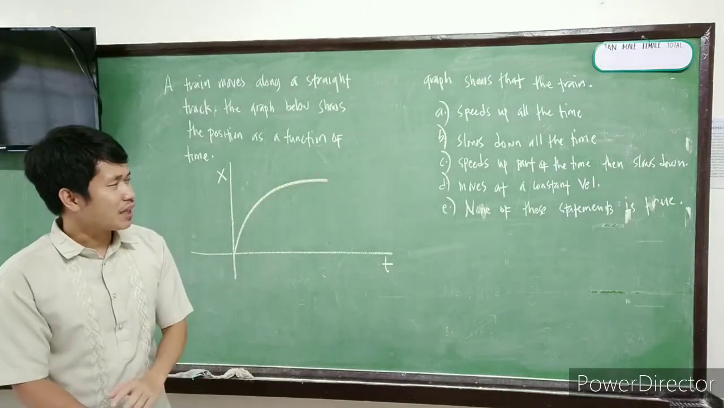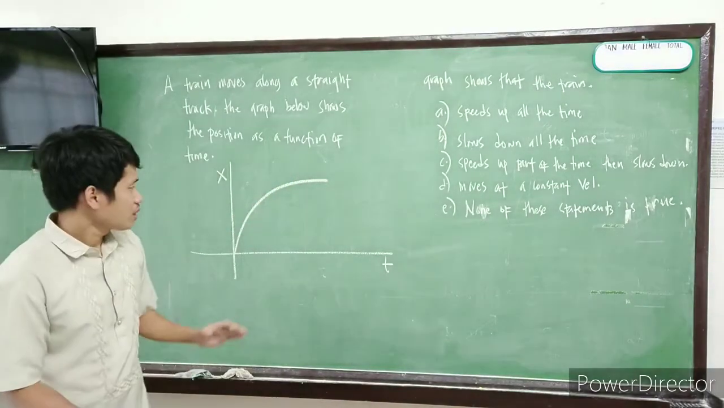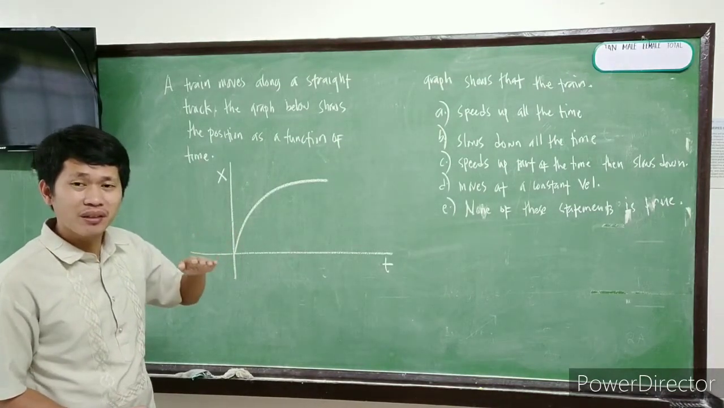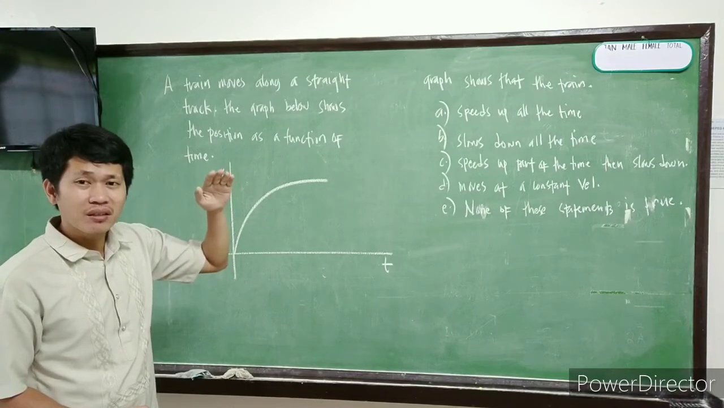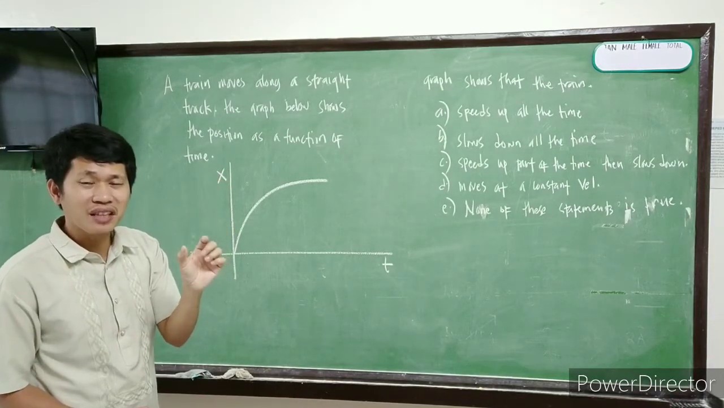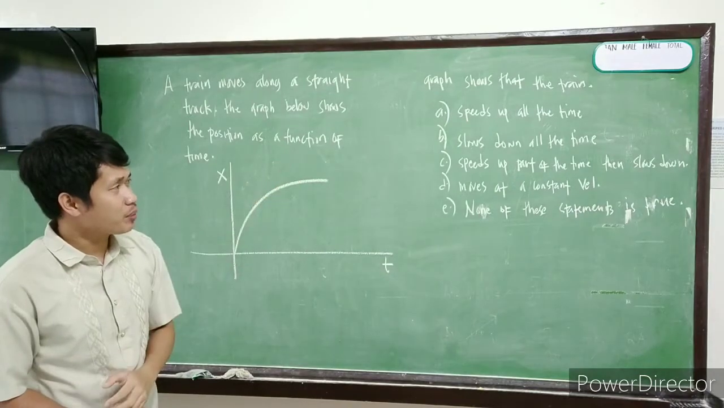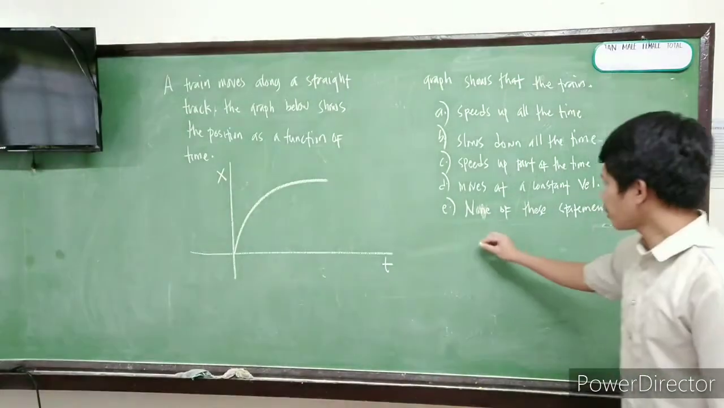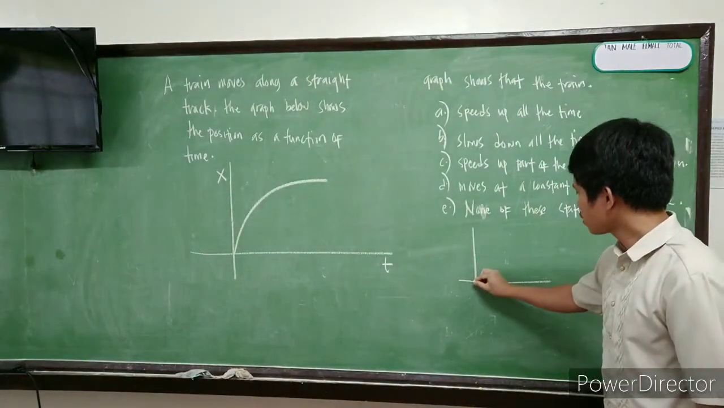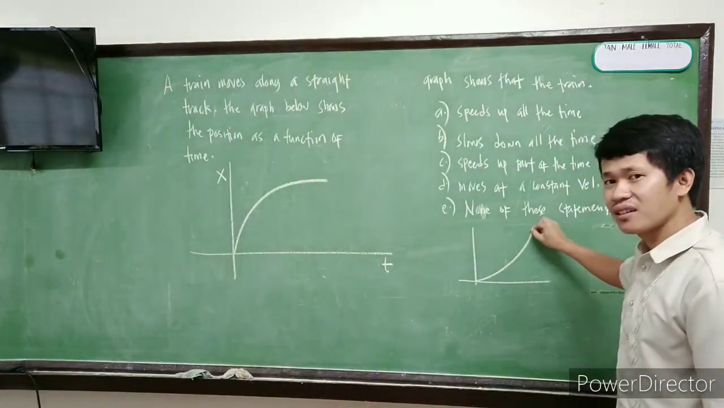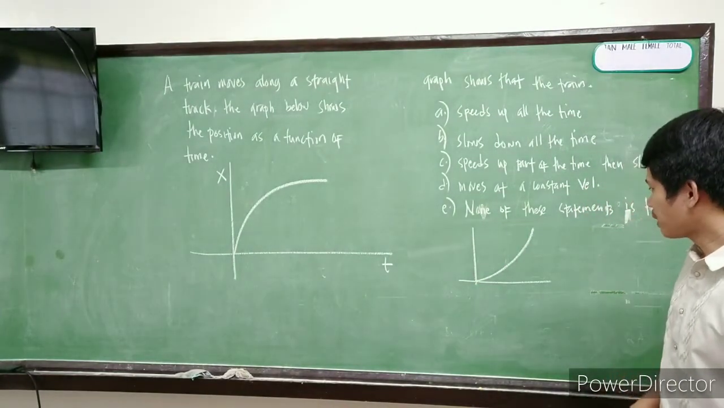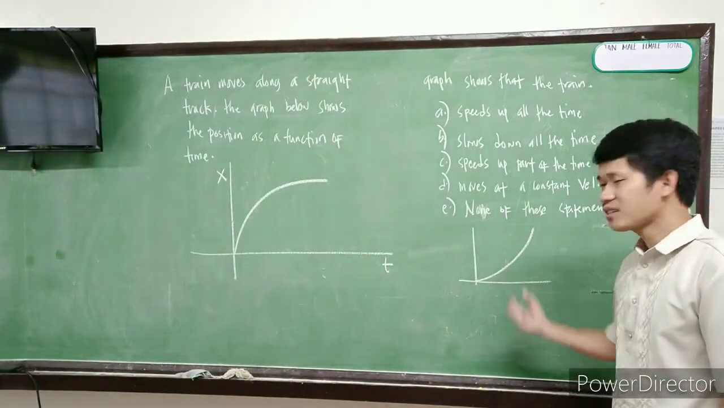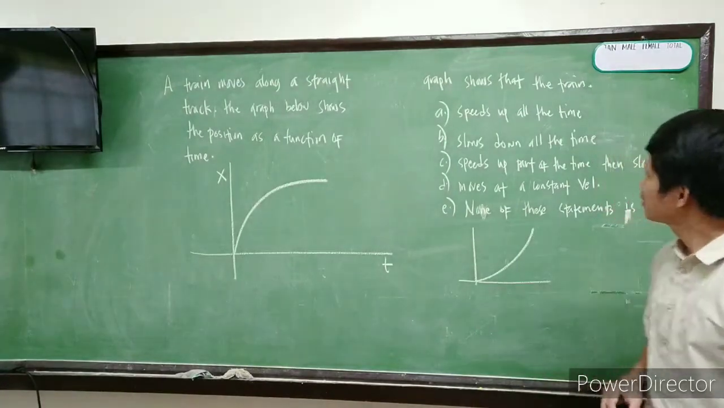Letter A, speeds up all the time. What do you think? Pabilis ba ng pabilis ito? Malalaman mo naman na pabilis ng pabilis kapag nag-accumulate siya ng mas maraming position. Okay, at a very small time interval. So, for letter A, speeds up all the time. Tingin ko magiging ganito yung graph niya. If it speeds up all the time, then the graph should look like this. Okay ba yan? So, pabilis na pabilis. Imagine, yung rise over run. Ang laki ng rise over run. So, ibig sabihin, pabilis siya ng pabilis.